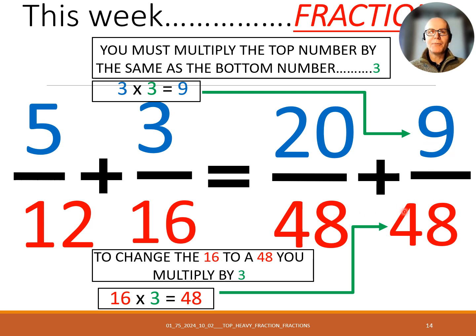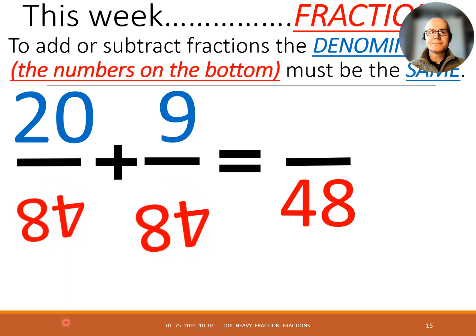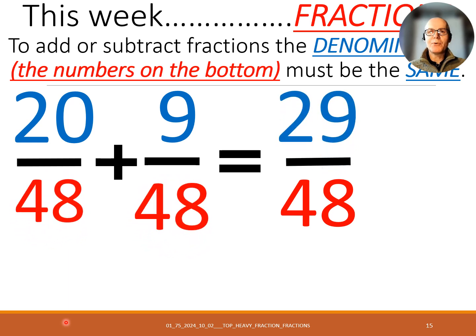We must have the denominators common. Now we have the denominators common. We've chosen 48 because it's the smallest number that can be divided by both 12 and 16. So here's our sum. 20 48ths plus 9 48ths. On the top we now have 29 because it's 20 plus 9. We leave the 48 as is.